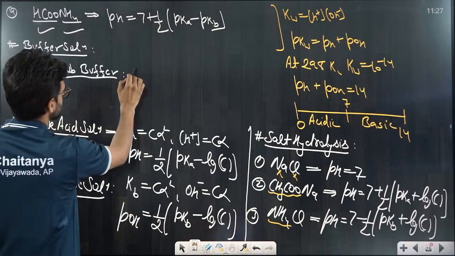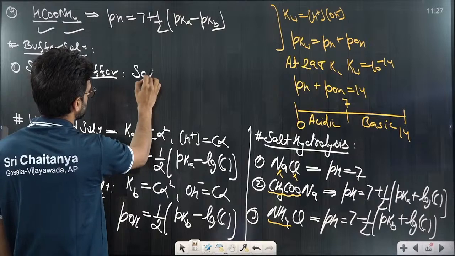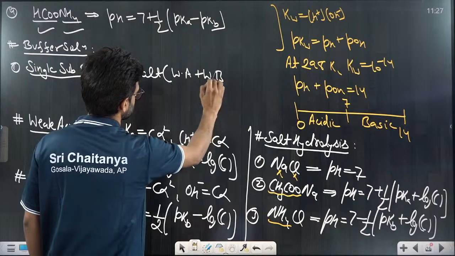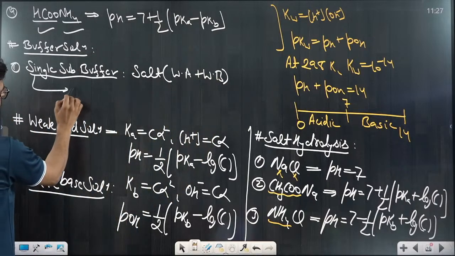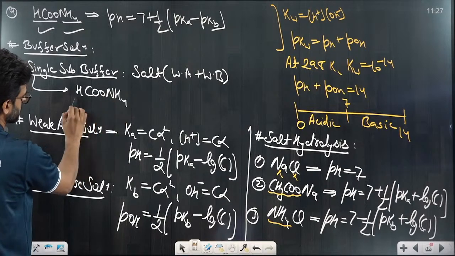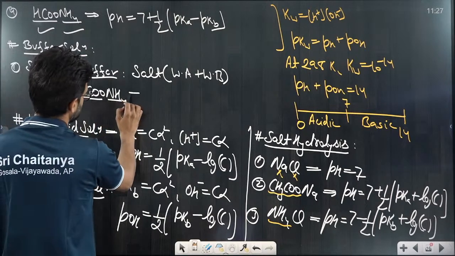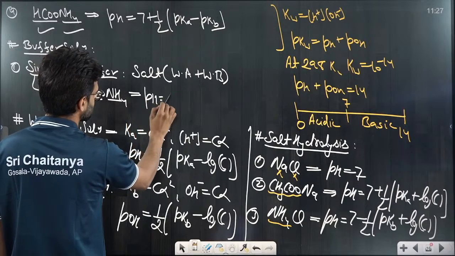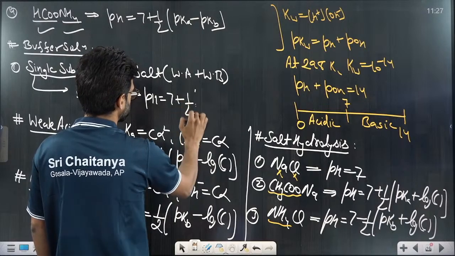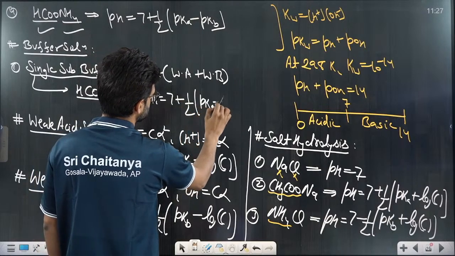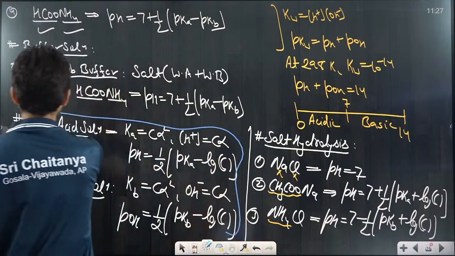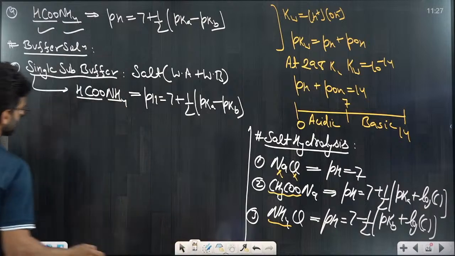So a single substance buffer is actually a salt of weak acid and weak base. You can take, like, HCO and NH4. Just now I have seen, salt of weak acid, weak base. And the pH you know very well. The pH formula is 7 plus half of pKa minus pKb. Just now we have seen, right? This type of salt acts as a buffer which resists change in its pH.